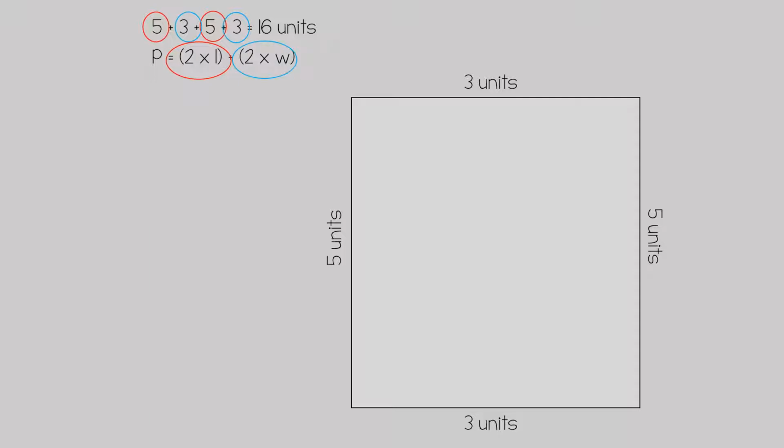When I plug that information into the equation, I see that 2 times 5 is 10 and 2 times 3 is 6. I then add together 10 plus 6 to calculate the perimeter of the figure, which is 16 units.